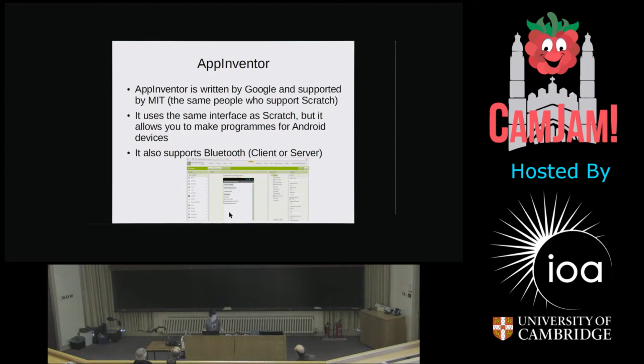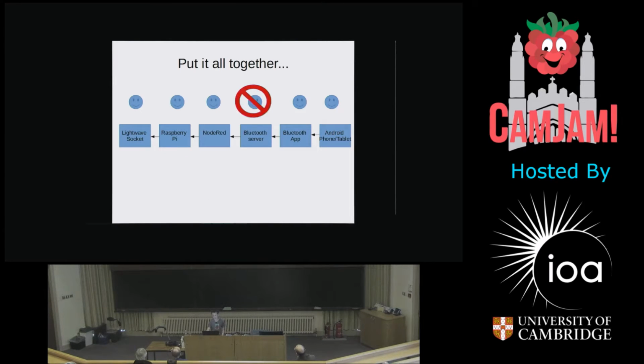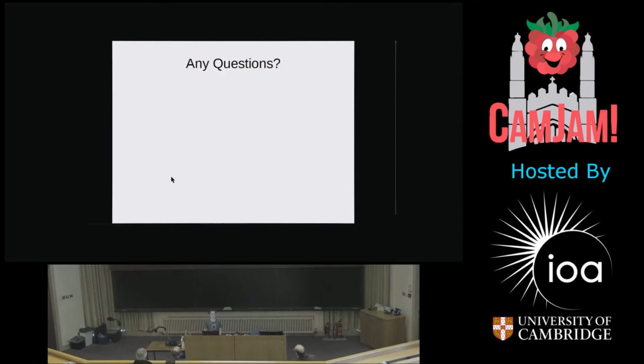So now, the downside. At the moment, the Lightwave socket can be controlled with the Raspberry Pi over NodeRED, and the Raspberry Pi can see the tablet. The Bluetooth app seems to work. The Bluetooth server, thanks to him, doesn't work. NodeRED works very well, as I said, and I'd like to now do the final roundup, which is any questions?